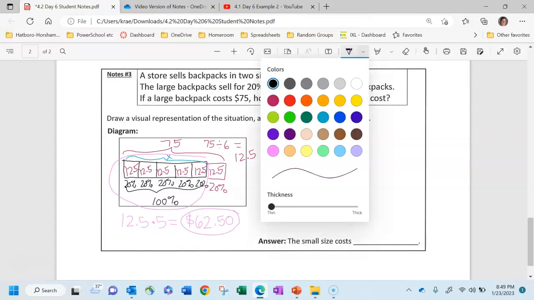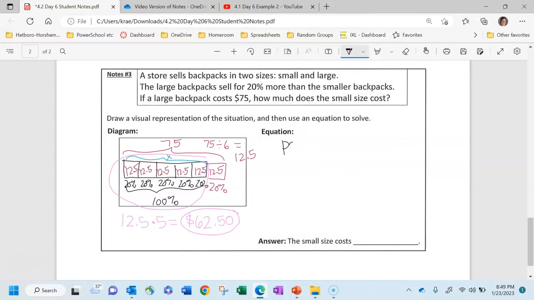If we solve the same problem using an equation, we start by identifying what information we have out of the part, the whole, and the percent. All right, so once again, the backpack is $75, the large backpack, and that is our part. The whole is the original cost of the smaller backpack, which we don't know. And the percent here is the 100% plus an extra 20%. So that means our percent here is 120%.